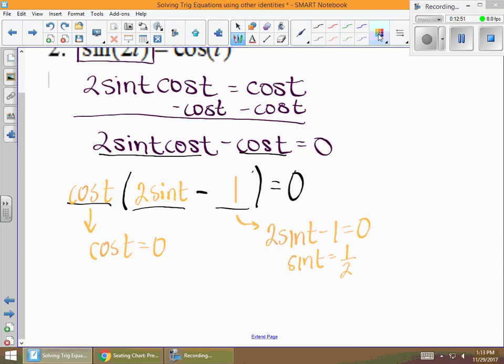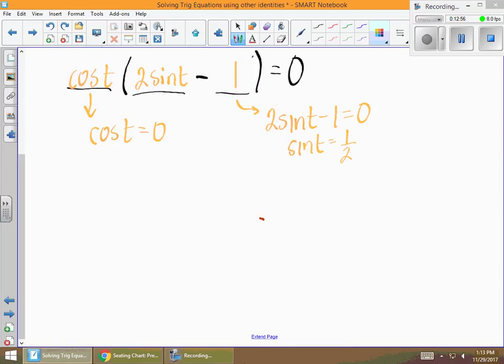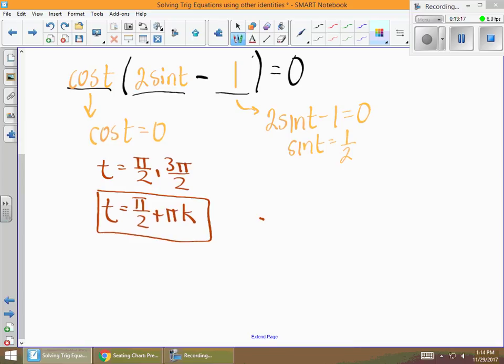So where's cosine 0? Yeah. Pi over 2 and 3 pi over 2. Are those pi apart? Yep. So we can just say pi over 2 plus pi k. And if it helps you to draw that diagram and to say, okay, pi over 2, 3 pi over 2, those make a straight line, so plus pi k.